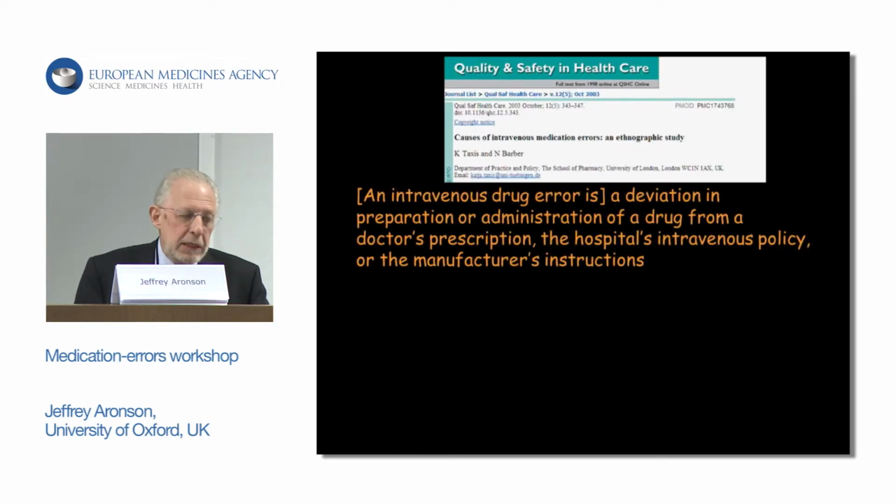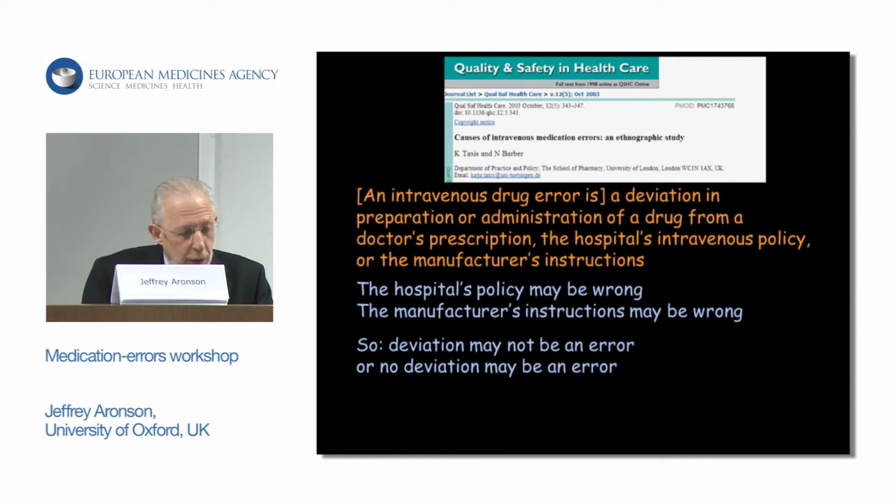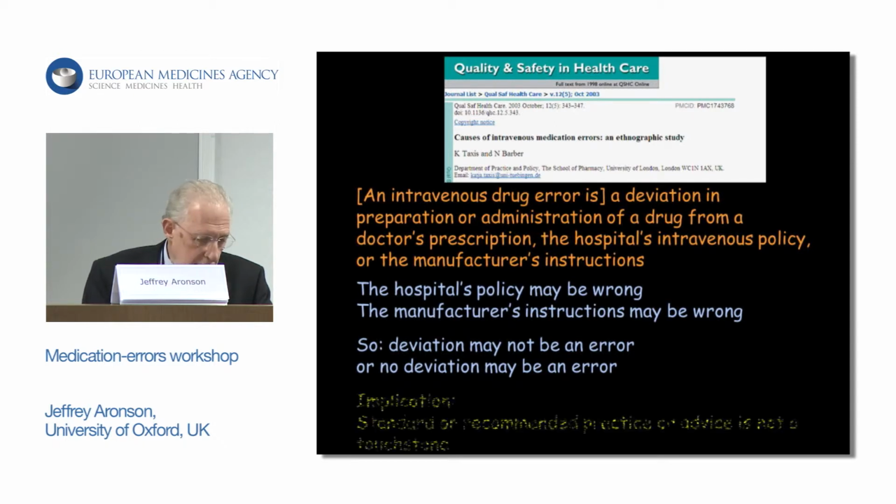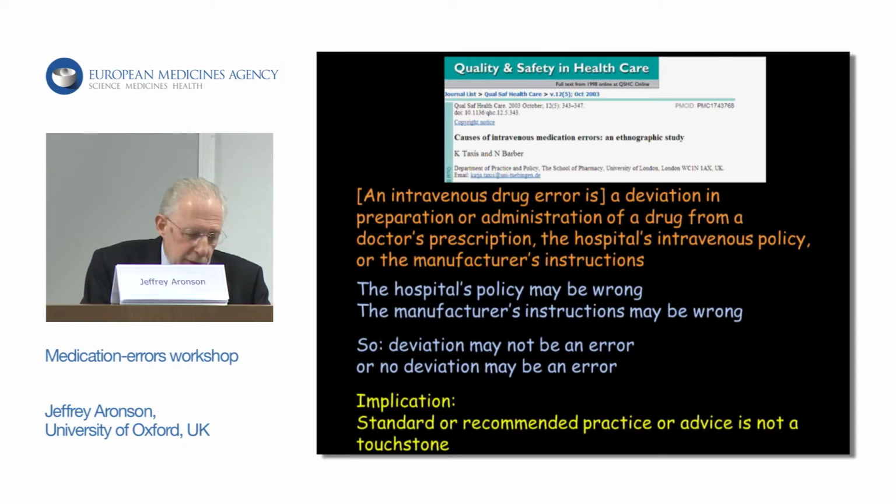Taxis and Barber in 2003 defined an intravenous drug error, and again, one could extend this to medication errors, as a deviation from a doctor's prescription, the hospital's intravenous policy, or the manufacturer's instructions. Well, the problem with that is the policy may be wrong, the instructions may be wrong. So deviation from incorrect policies and instructions may not at all be an error. And conversely, no deviation may indeed be an error. So relying on standard or recommended practice or advice is not a touchstone for defining an error.